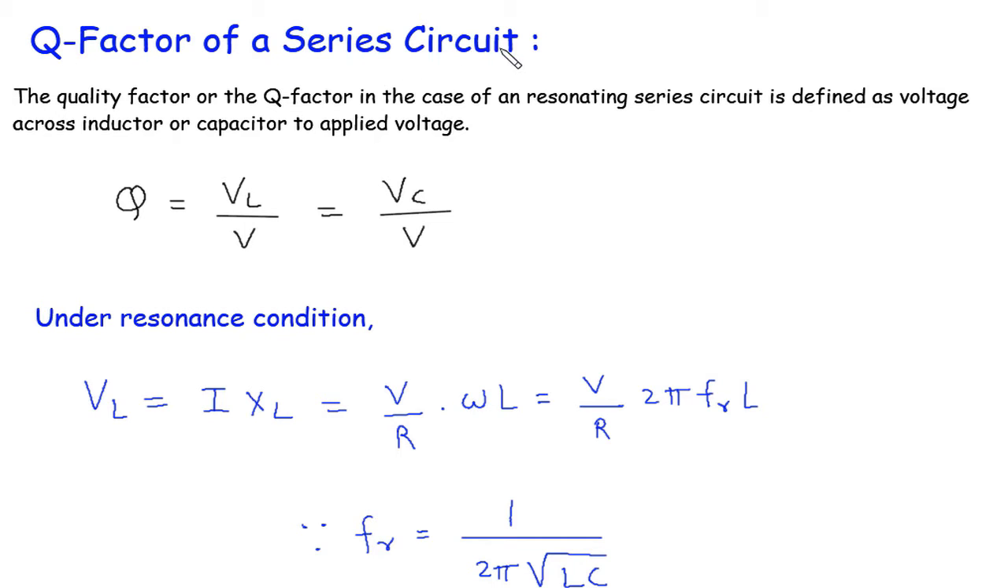Q factor of a series circuit. Q factor stands for quality factor. The quality factor in the case of a resonating series circuit is defined as the voltage across the inductor or capacitor to the applied voltage. Voltage across the inductor is VL and voltage across the capacitor is VC, divided by applied voltage. So the ratio of VL by V or VC by V is equal to quality factor Q.